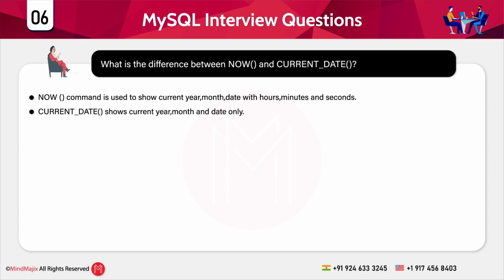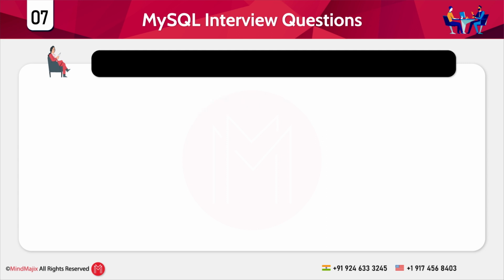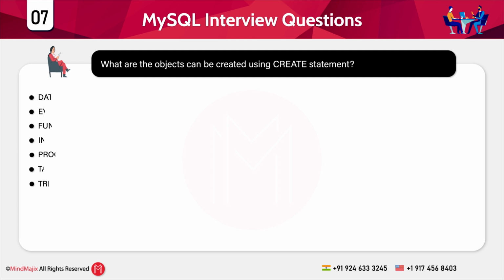So that is the only difference between now and current date. The next question is, what are the objects that can be created using the create command? So if you talk about objects that can be created using create command, those objects are database, event, function, index, procedure, table, trigger, user, and view.